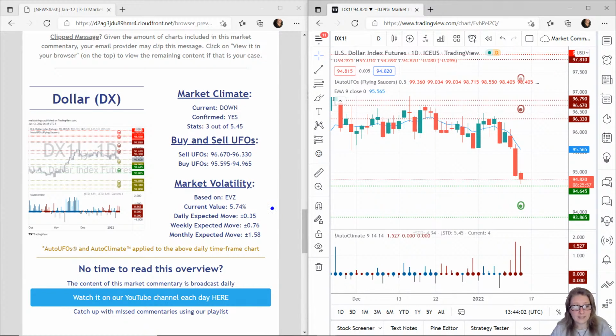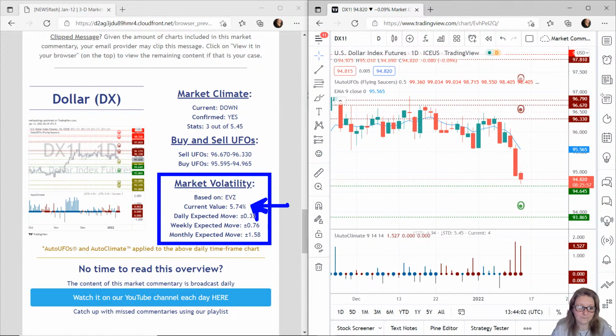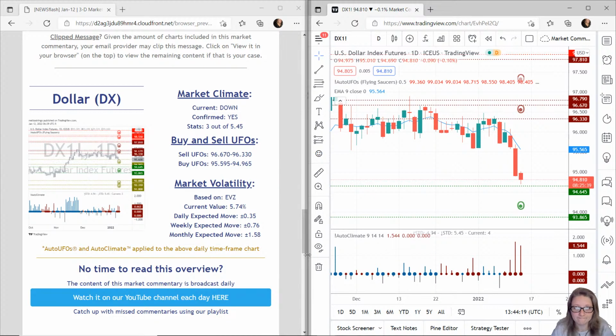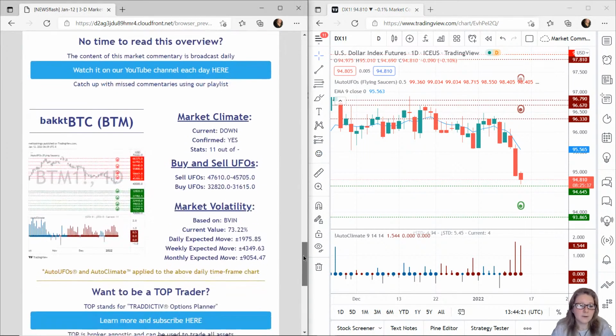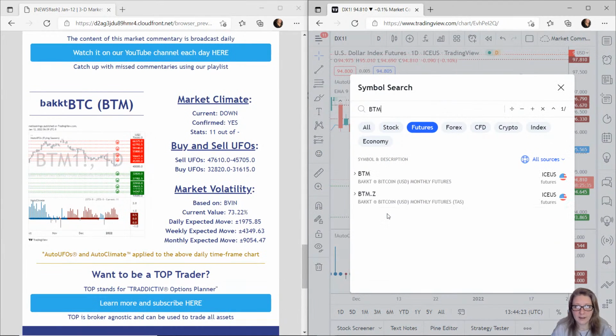In terms of volatility with the US dollar, we would expect movement up or down in 1 year by 5.74%. So in a day, that's 0.35 points up or down. In a week, 0.76 points up or down. And in 1 month, 1.58 points up or down. Now the last market is Bitcoin. So let's take a look at that.